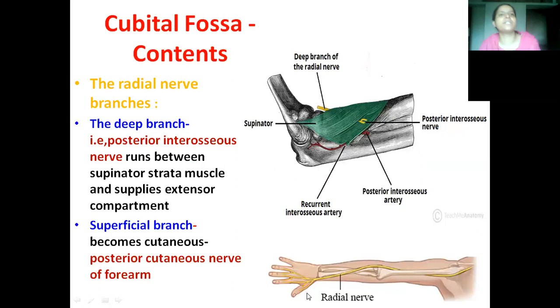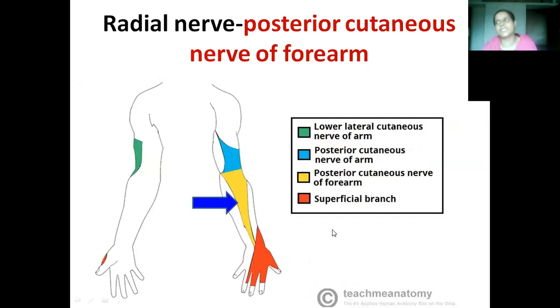So all these points will come again when we do radial nerve as a separate essay question. Okay. Suppose if any essay is repeated, we will take radial nerve in place of that. Okay. So the radial nerve is finally becoming cutaneous. That superficial branch actually becomes cutaneous, like that is the posterior cutaneous nerve of the forearm.